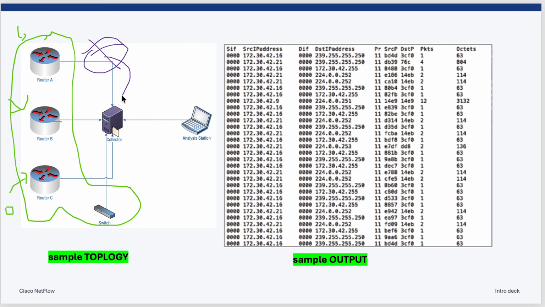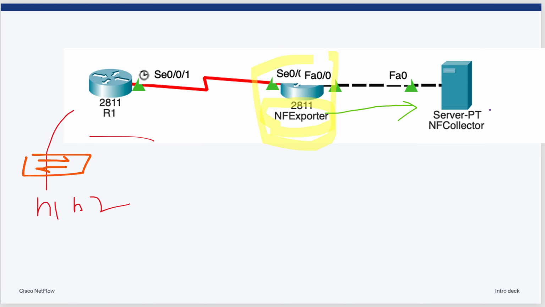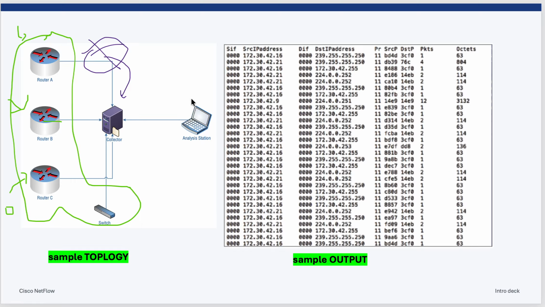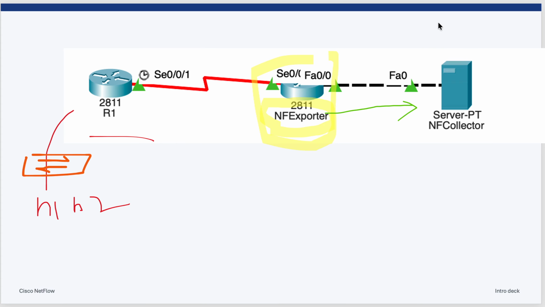Now, what this drawing from your textbook is missing is that there has to be a designated exporter. So actually, all of these routers A, B, and C should be going into another router, and it should be a particularly beefy router. So all these routers should be going into this router, and then it's going to export into a collector, which is what this is. So we have an exporter here, going into this collector. Now we have the analysis station right here.